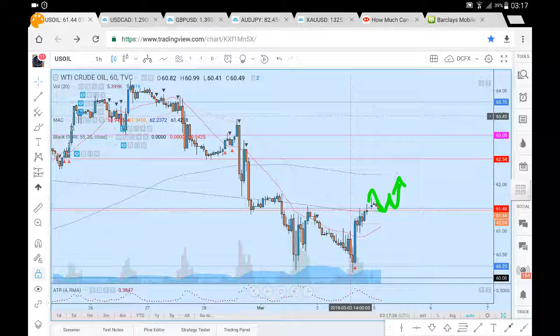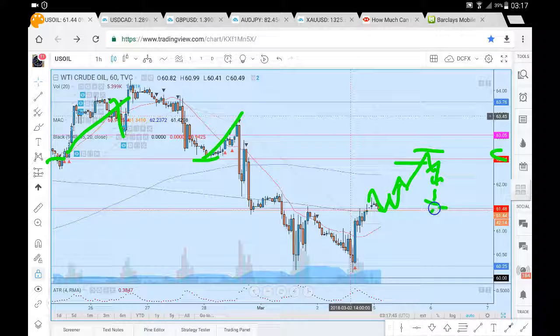Beyond which we are looking for prices to head towards the 62.54, the very next major level marked out here in red. It previously acted as support, so we would possibly expect it to act as resistance. We could see sell side momentum take us all the way back down towards that 61.48.